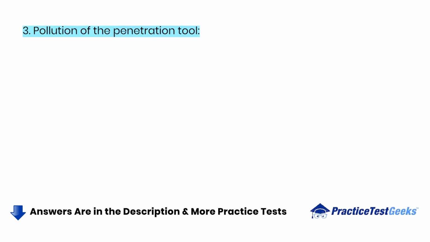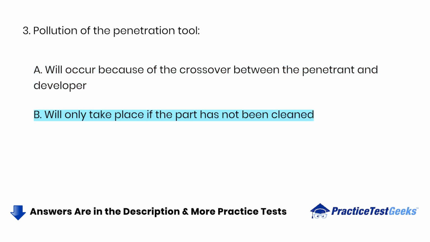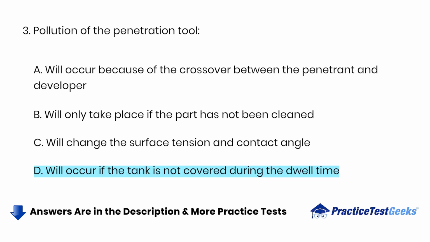Pollution of the penetration tool. A. Will occur because of the crossover between the penetrant and developer. B. Will only take place if the part has not been cleaned. C. Will change the surface tension and contact angle. D. Will occur if the tank is not covered during the dwell time.